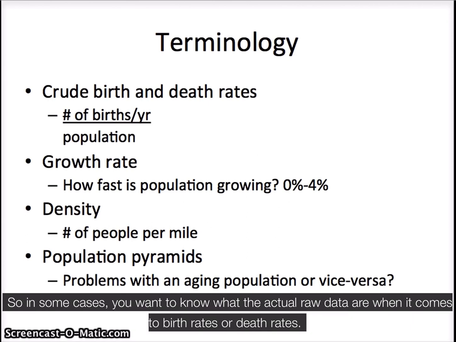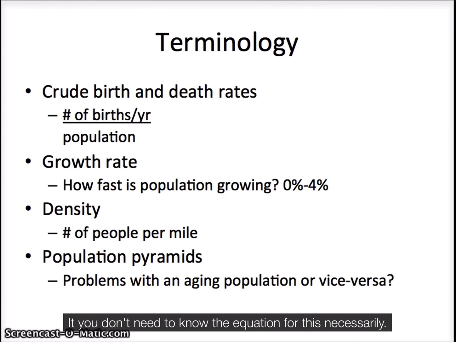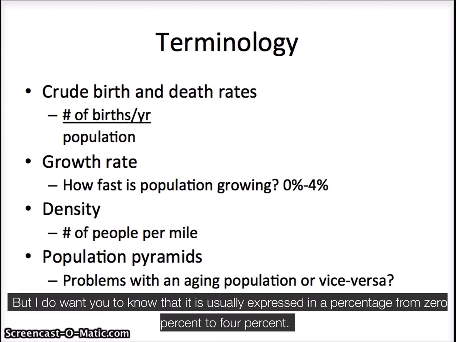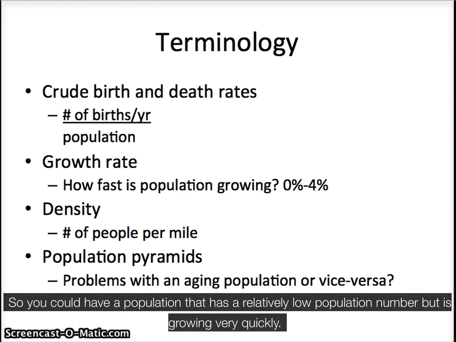So in some cases, you want to know what the actual raw data are when it comes to birth rates and death rates. In other cases, you might be more interested in how fast the population is growing, or the growth rate. You don't need to know the equation for this necessarily, but I do want you to know that it is usually expressed in a percentage from 0% to 4%. And the higher the percentage, the faster the population is growing. So you could have a population that has a relatively low population number, but is growing very quickly, and that could be a concern.